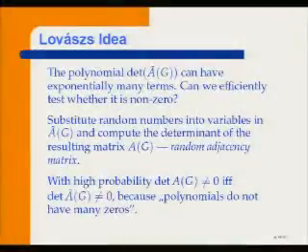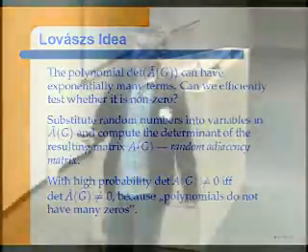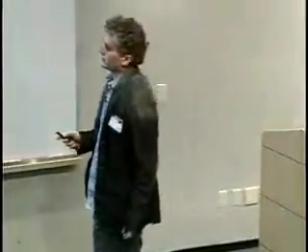Of course, this is not an efficient algorithm because this determinant is a polynomial, and it can have exponentially many terms. It has a lot of monomials, so it can have like 2 to the power n terms or even more. So we cannot compute it efficiently.